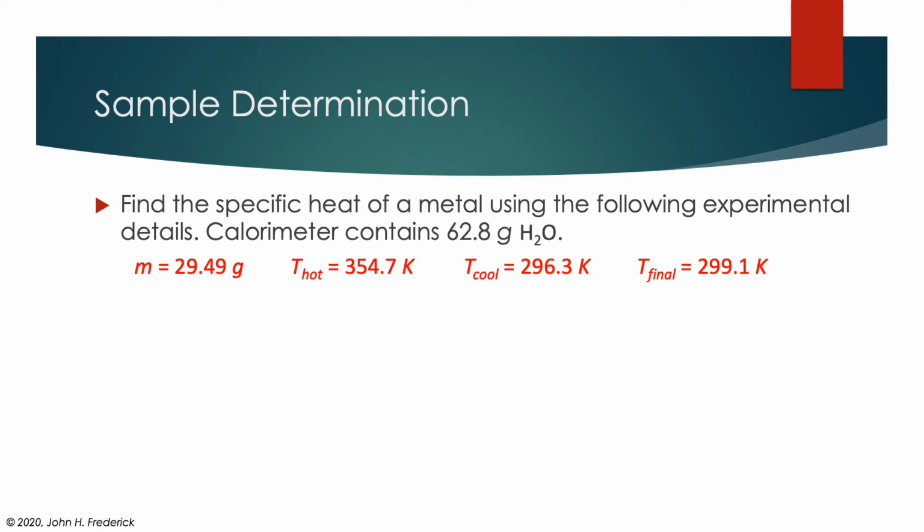What we want to do is find the specific heat of a metal that has these details. It has a mass of 29.49 grams. It's heated up to a hot temperature of 354.7 Kelvin. The calorimeter is kept at a cool temperature of 296.3 Kelvin, and when the two of them reach thermal equilibrium, the temperature that's measured is 299.1 Kelvin. The other thing we're going to need to know is that the calorimeter contains 62.8 grams of water, which will enable us to calculate its heat capacity.